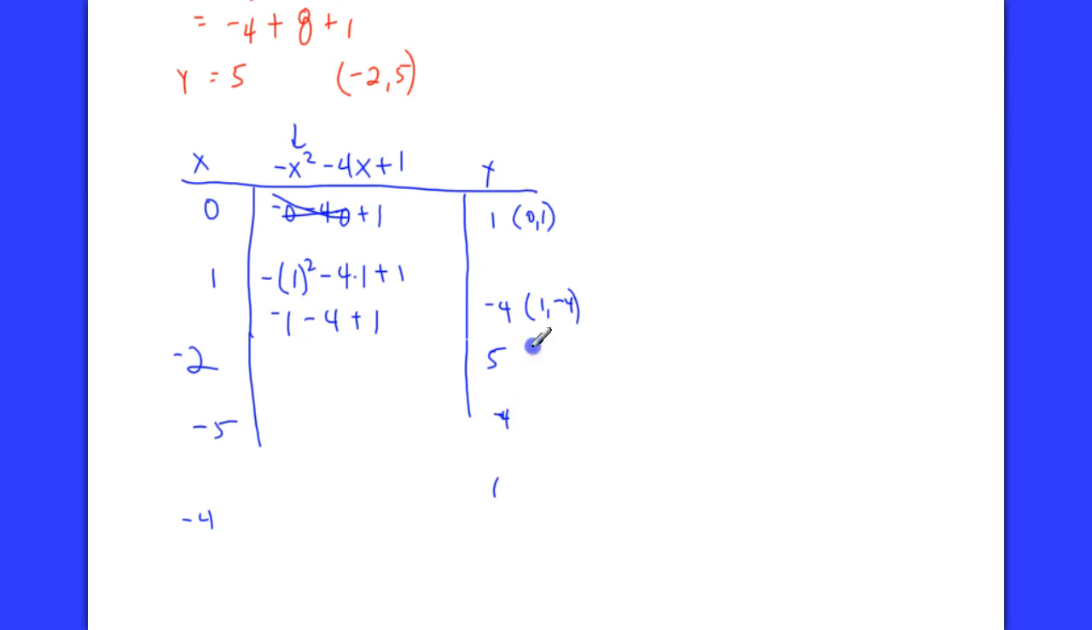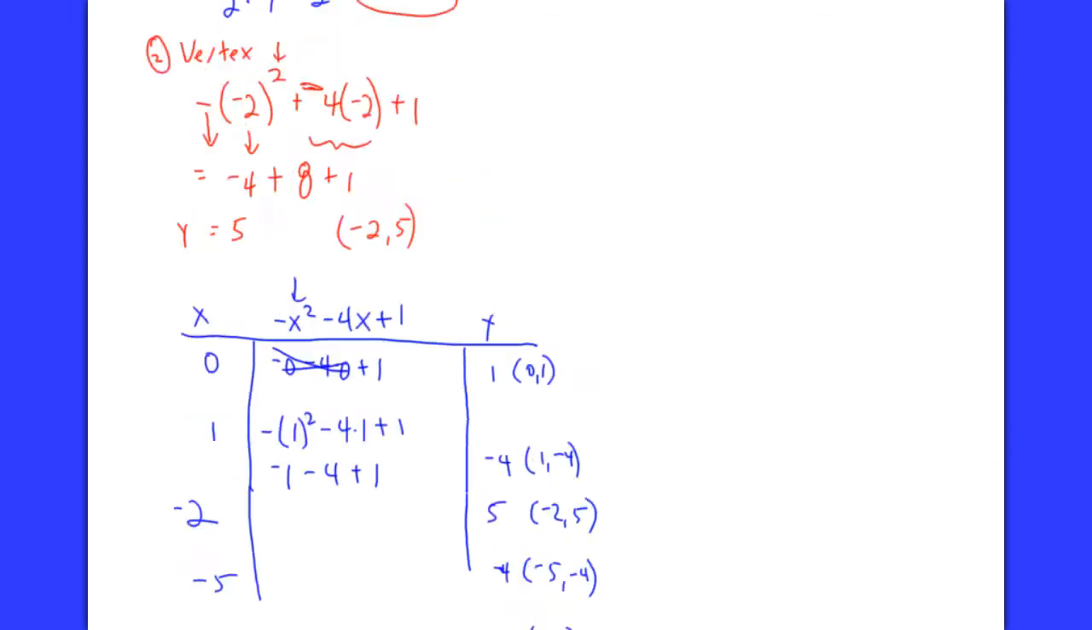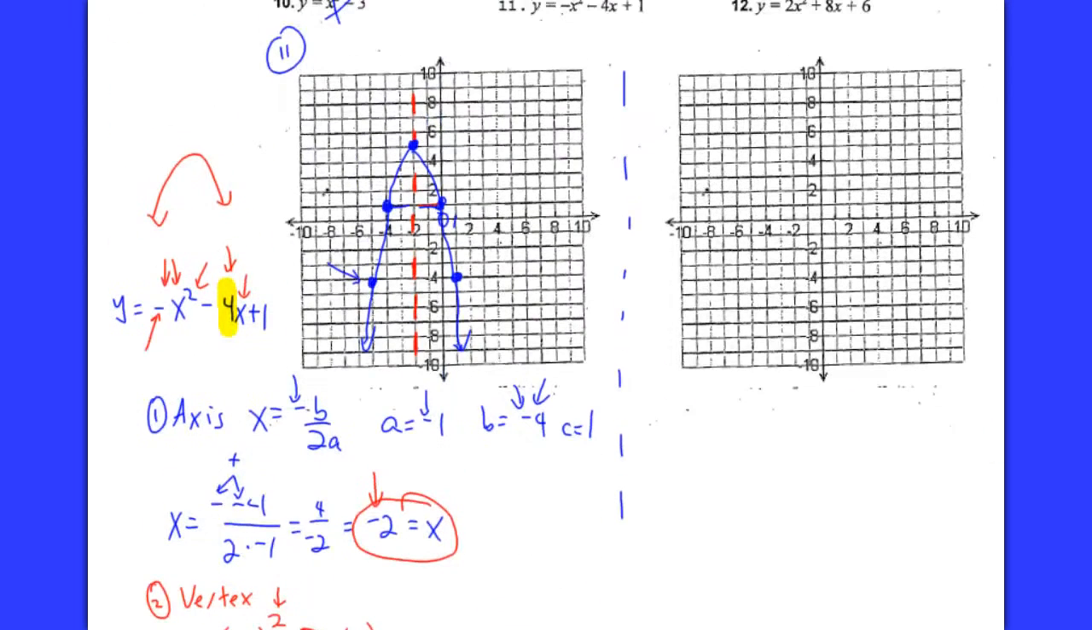So here are the points I have graphed, and negative 4, 1. All right, and there you have it. All right, I'm going to come back for one more video, work through number 12 with you, and then we'll be done for the day.